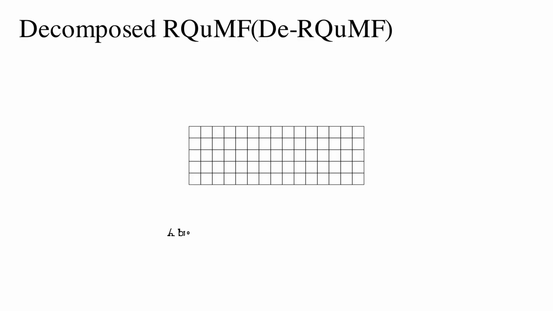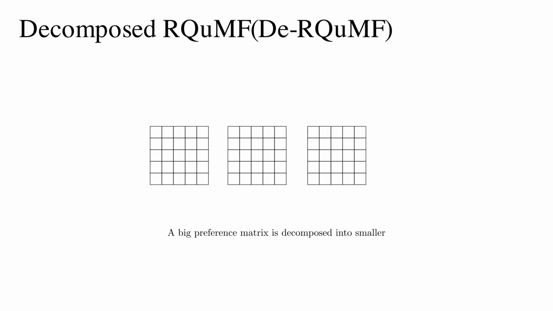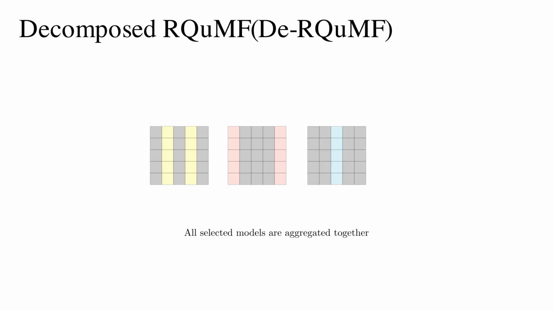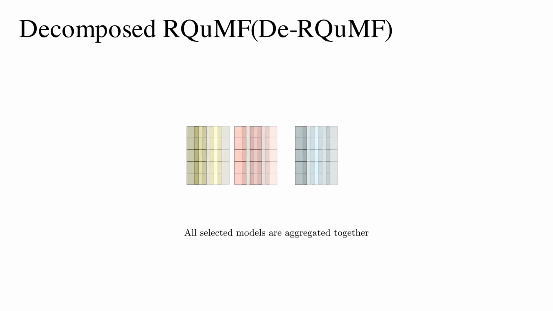Building on R-QuMF, we introduced R-QuMF, a decomposed version that breaks down the multimodal fitting problem into smaller, more manageable subproblems. Each subproblem is then solved using R-QuMF, and the selected models are grouped together for a final R-QuMF pass to provide the final solution. It's important to note that this method is similar to the decomposed version of QMF proposed in the QMF paper.